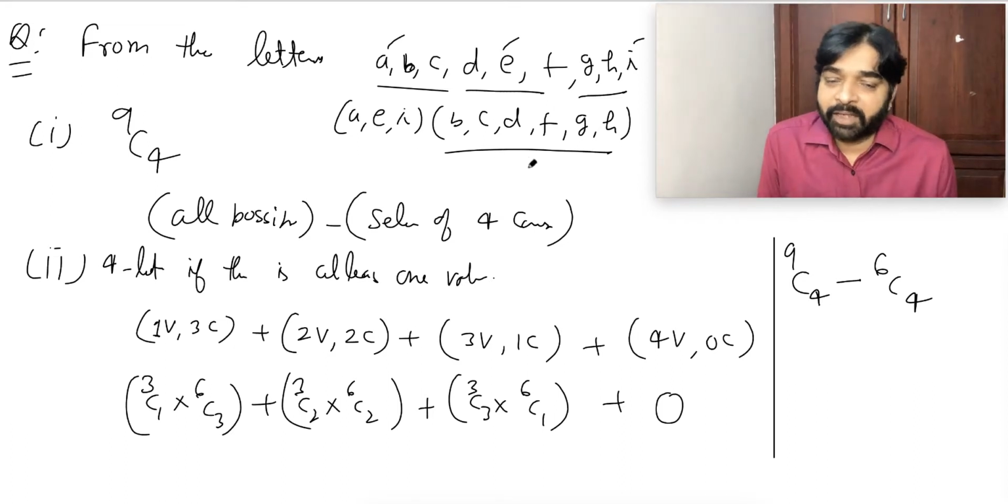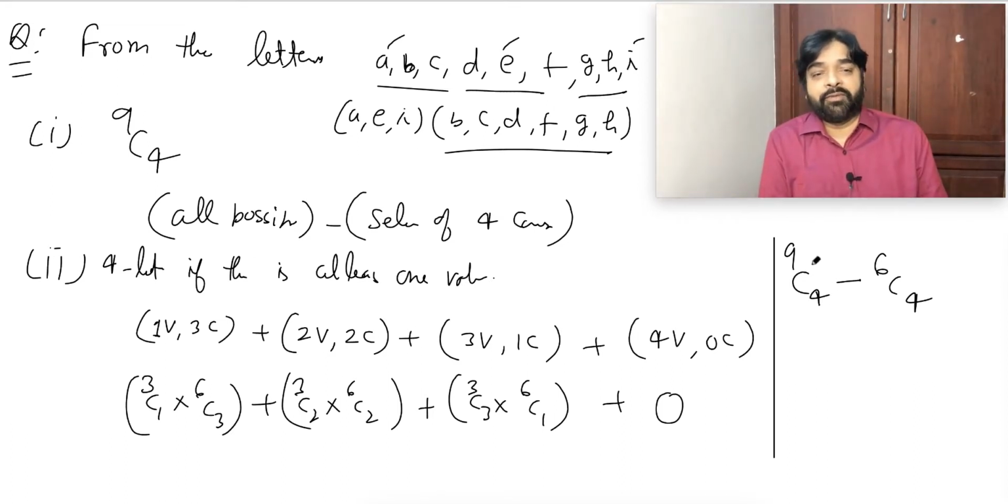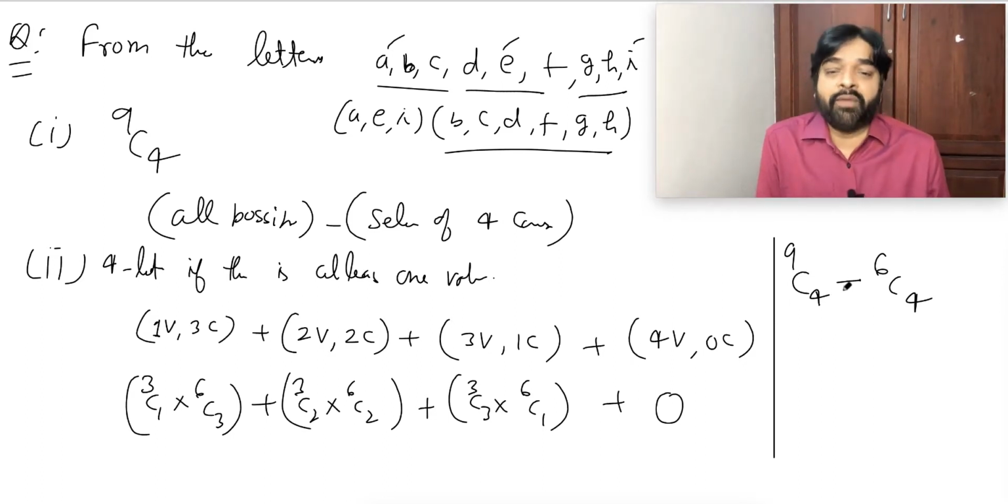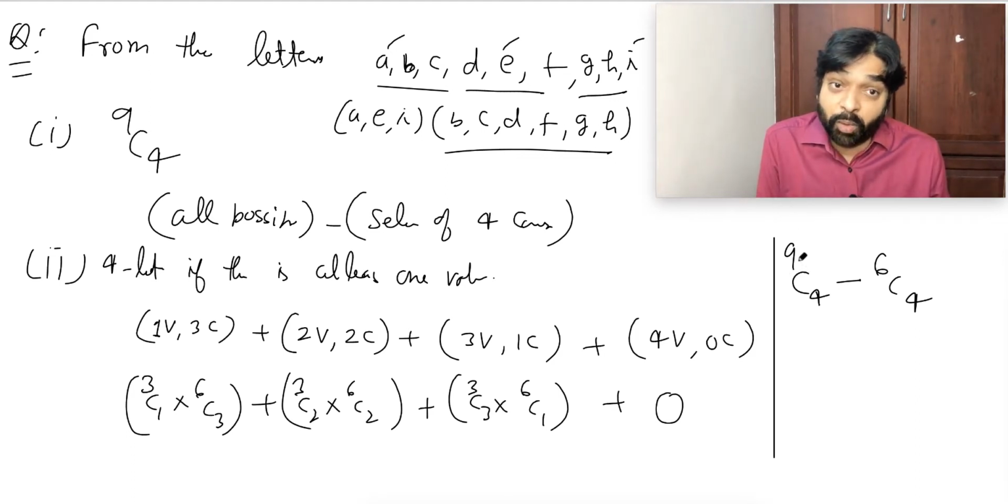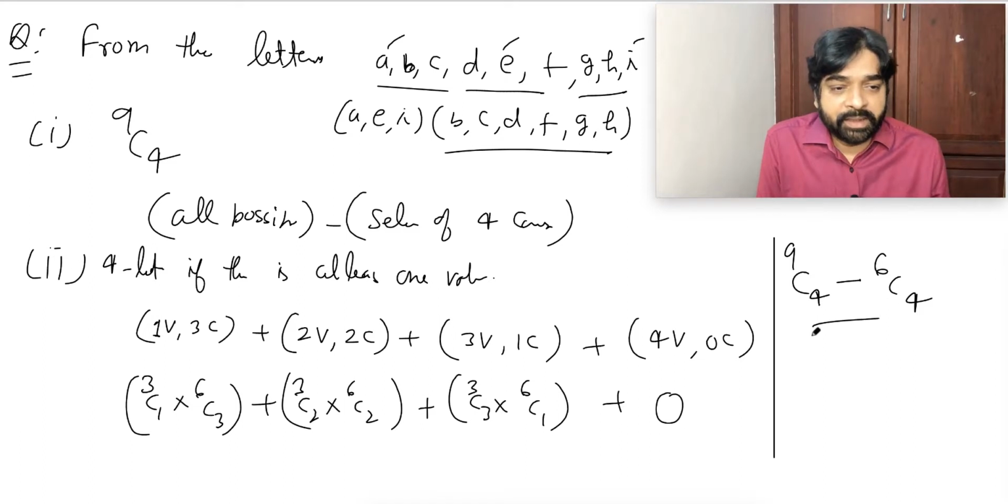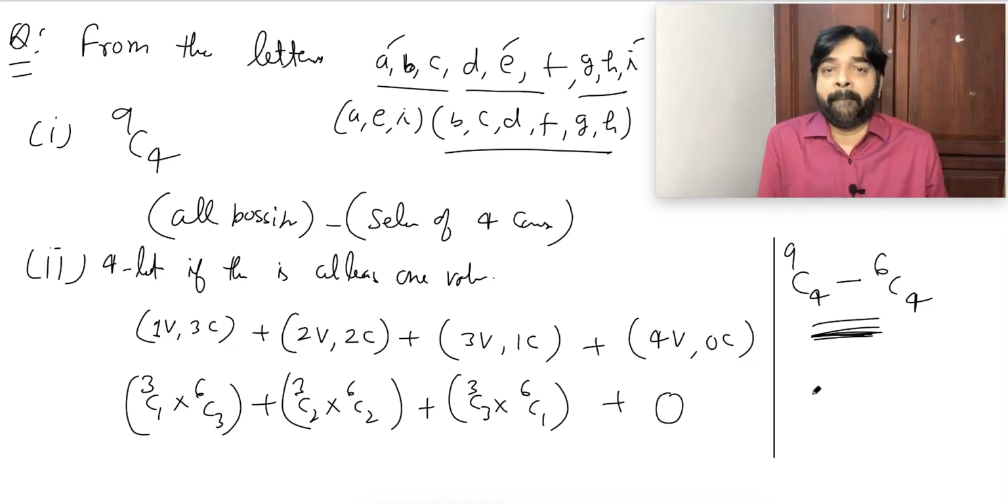First select 4 objects. In that 9C4, there is the case of 1 vowel 3 consonants, 2 vowels 2 consonants, 3 vowels 1 consonant. All these are inside this, and 0 vowel and 4 consonants is also inside this, which I don't want. Minus 6C4, I did. Is this point clear to everybody?